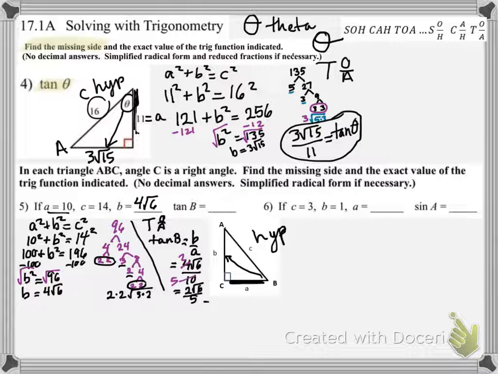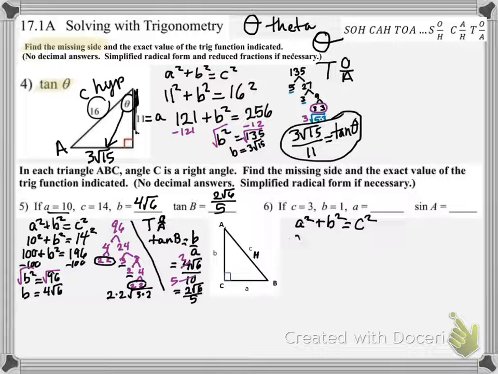So I'm going to come up here and write 2 square root 6 over 5. Okay, for number 6, they also gave us 2 sides out of 3. We're going to start with Pythagorean theorem. A squared plus B squared equals C squared. Find the missing side. Then we'll go back and think about sine A.